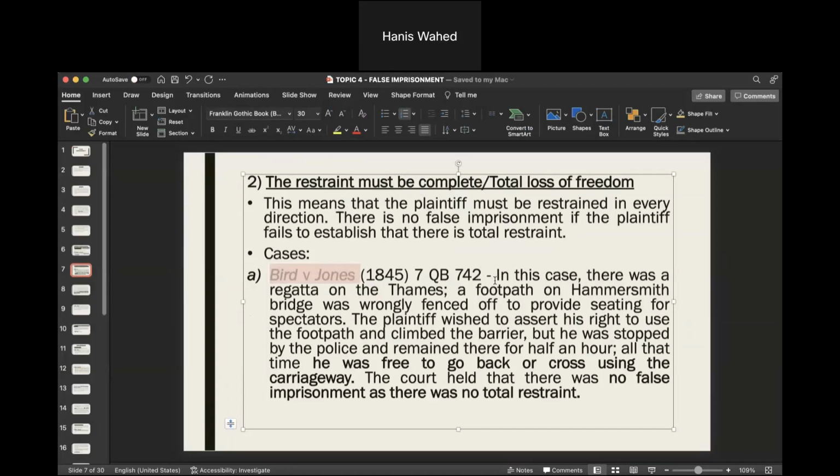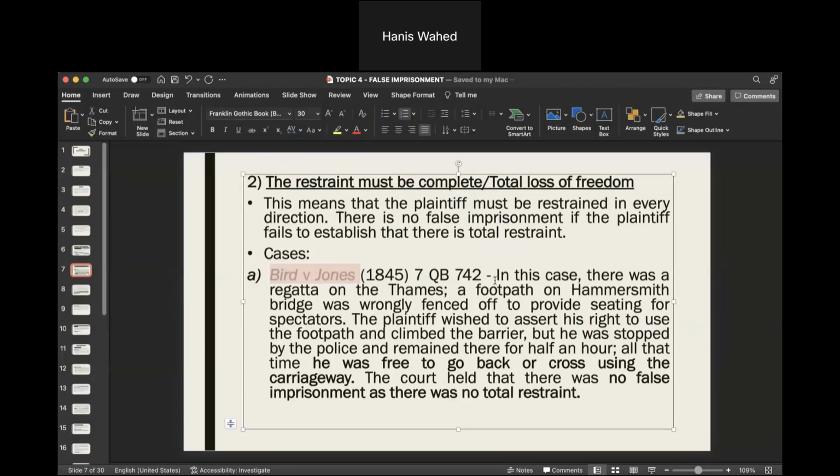But dalam kes ini, the plaintiff refused, and the plaintiff remained there for half an hour. So dia tunggu dekat situ, dia refuse untuk lalu. Okay, jadi after that, he brought the case against the defendant for false imprisonment. So dalam kes ini, the court, after looking at the evidence tendered by the parties, held that there was no false imprisonment. Why? Because the court said that the restraint was not complete.